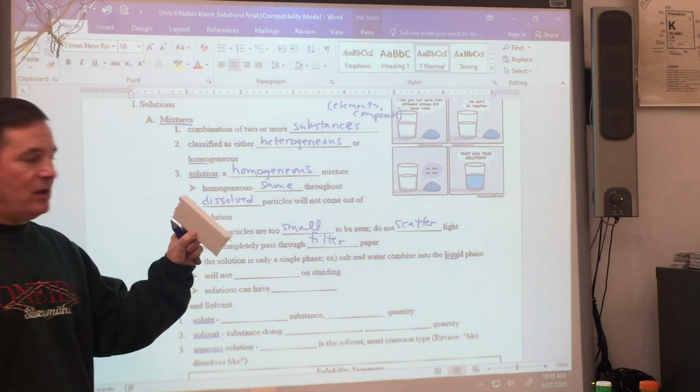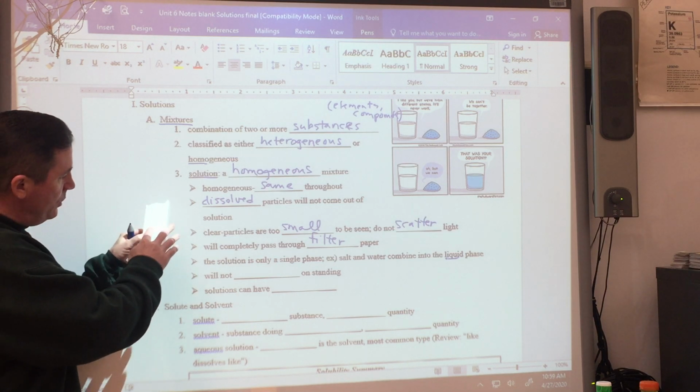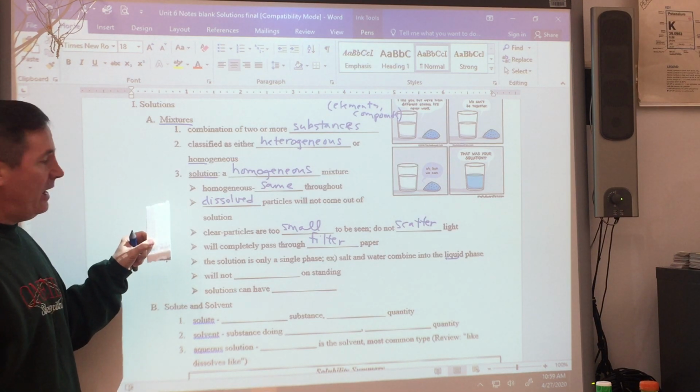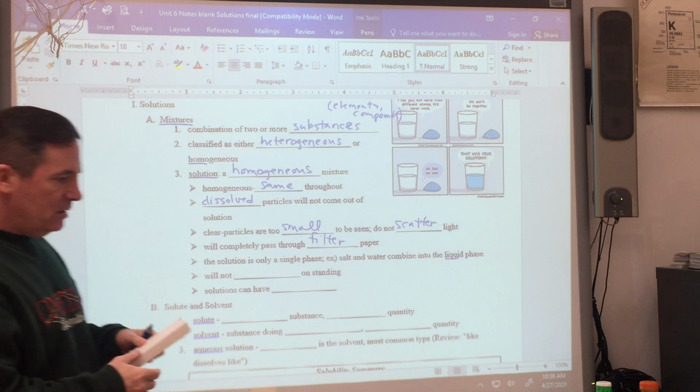This is a solution as well. This is styrofoam. Okay? Styrofoam is a solution of something called styrene and air. It's pretty uniform throughout. Okay?